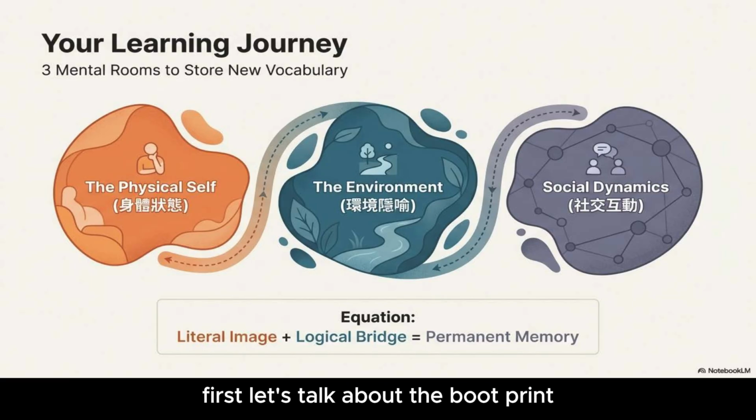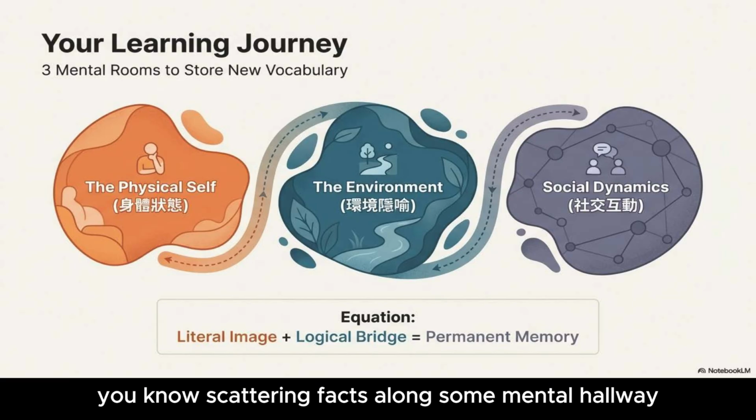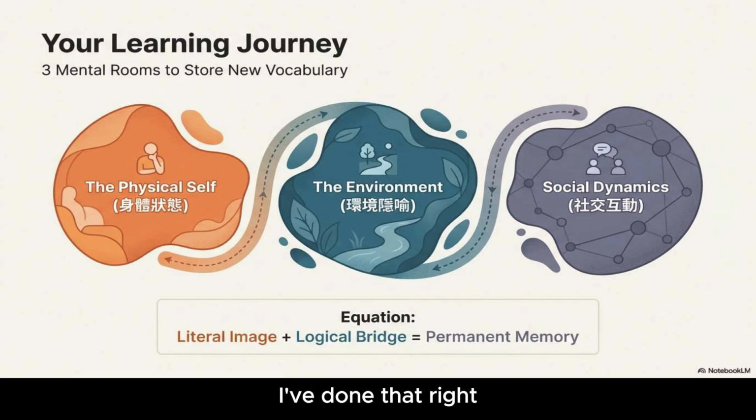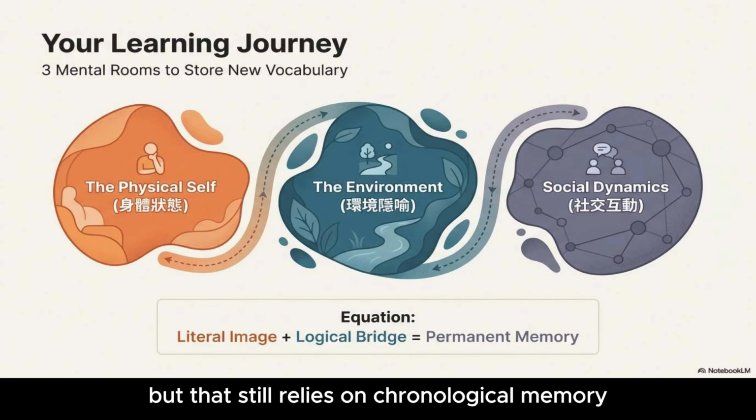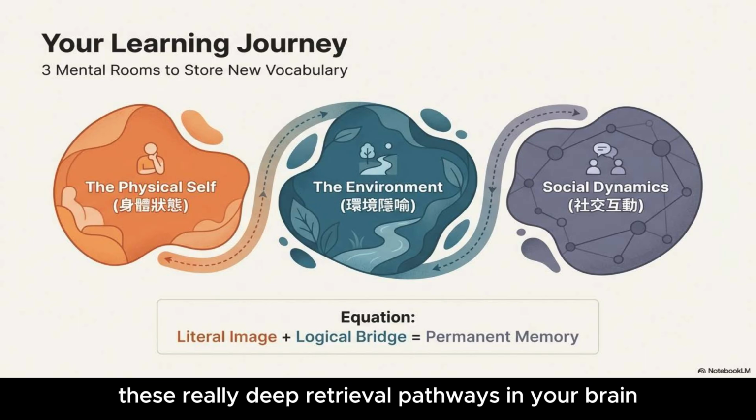But first, let's talk about the blueprint. The organization is everything here. People often try to use a memory palace by just scattering facts along some mental hallway. I've done that. Right. But that still relies on chronological memory. This technique grounds abstract language in categories that trigger these really deep retrieval pathways in your brain.